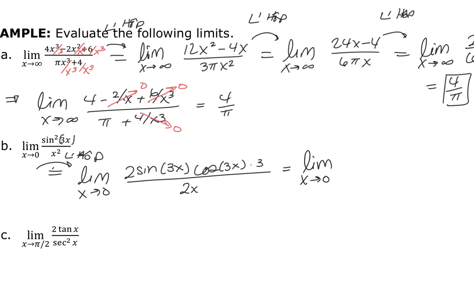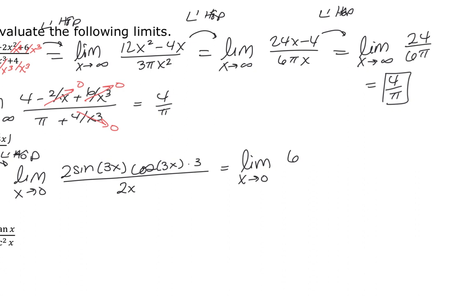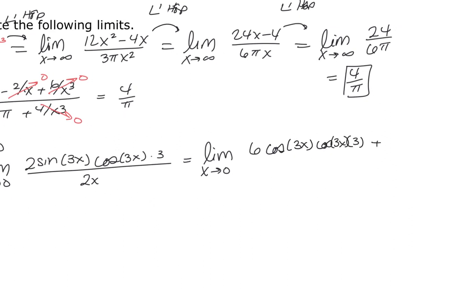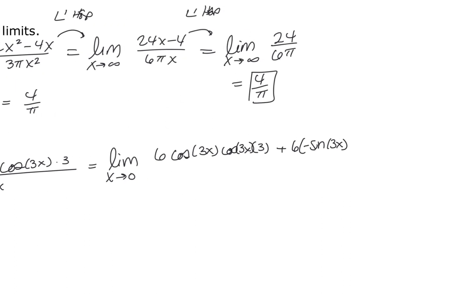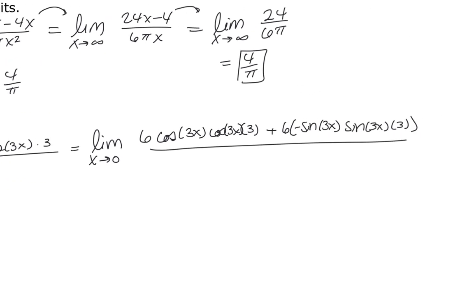Now it's the product rule in the numerator, so it's going to be 6. I'm going to do the derivative of sine first, so I'm going to get the cosine of 3x multiplied by the cosine of 3x multiplied by 3. And then plus, when I put in the derivative of the second one, I'm going to have 6. The derivative of cosine is negative sine of 3x multiplied by the sine of 3x multiplied by 3. My derivative of the denominator is just 2.